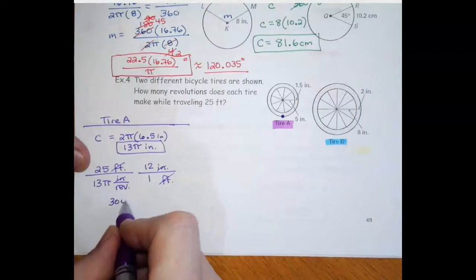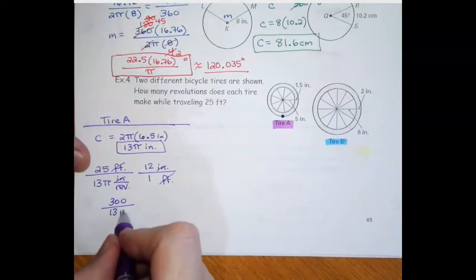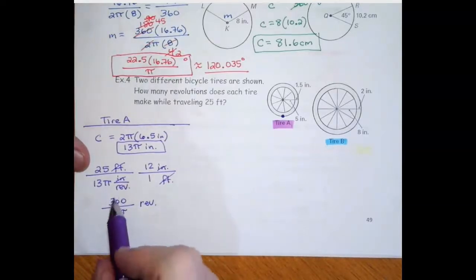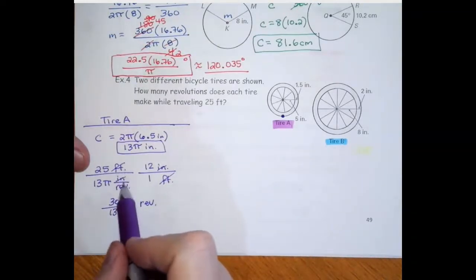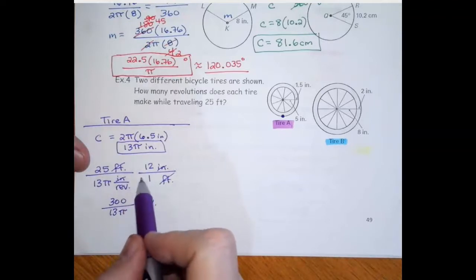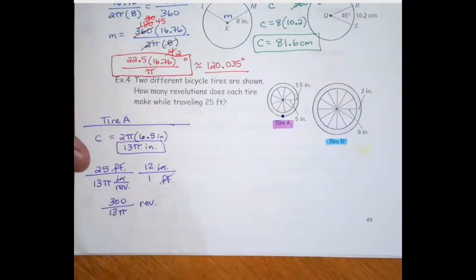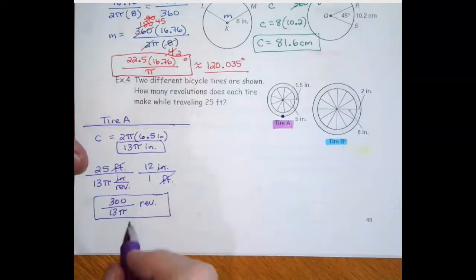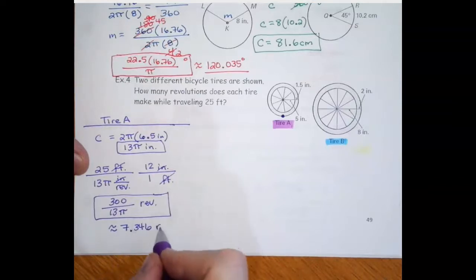12 times 25 is 300. So we have 300 over 13 pi revolutions. If you think about it as a complex fraction, we could multiply by revolutions over revolutions, and down here that would equal 1. Or you could multiply by the reciprocal if you want. In class that would be fine, but some of us are curious what that actually is. So that would be 7.346 revolutions. It would go around a little less than 7.5 times.